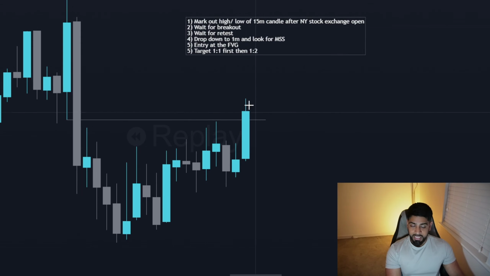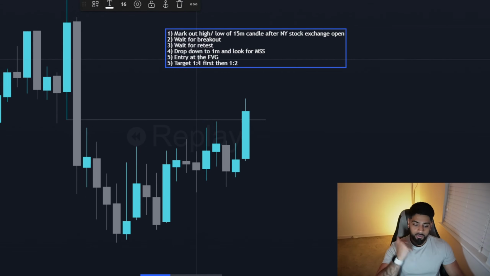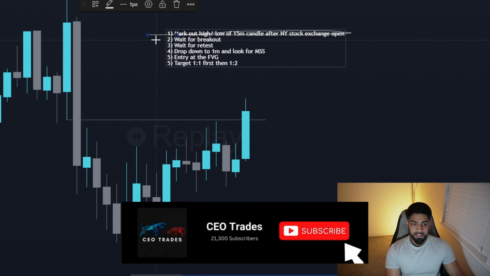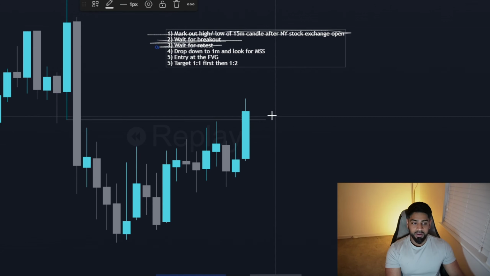So now that we've tapped in, what we're going to do is drop down to our entry time frame. So we're going to mark out the high and the low, and we've done that. We're going to move on to the next step, which is to wait for a breakout. We've done that. The next step is to wait for a retest. We've now got that retest.